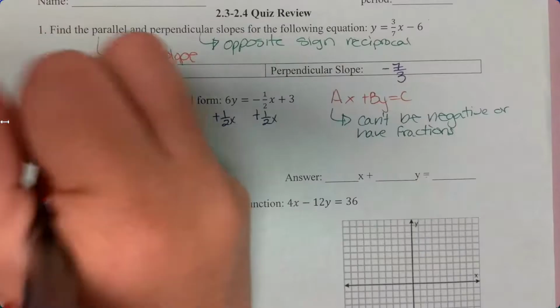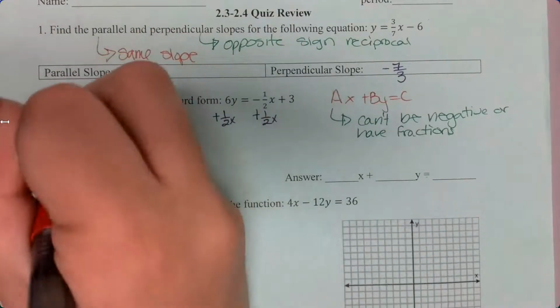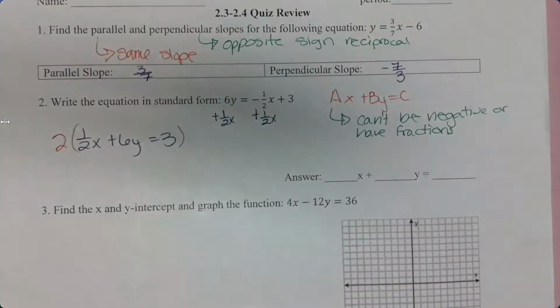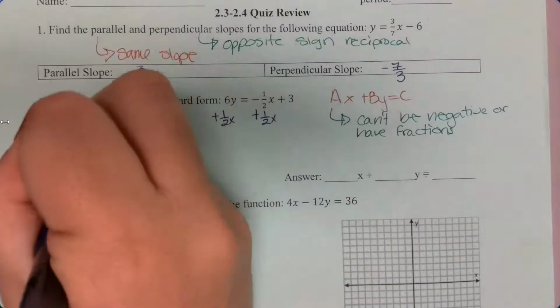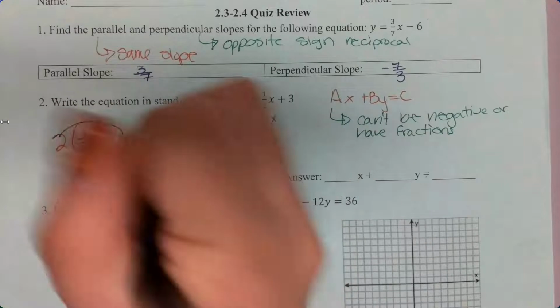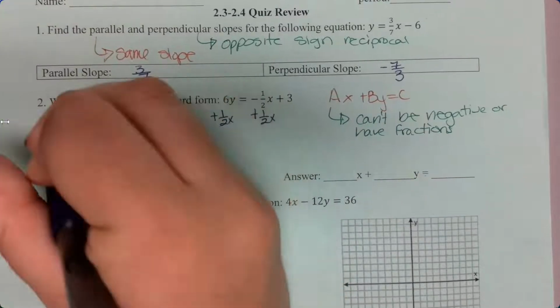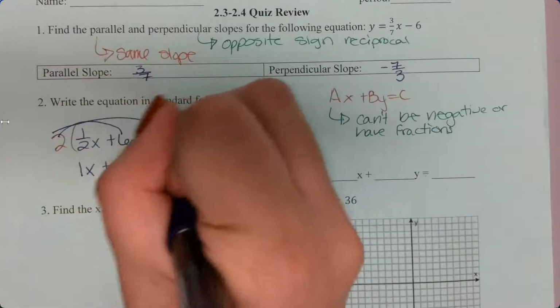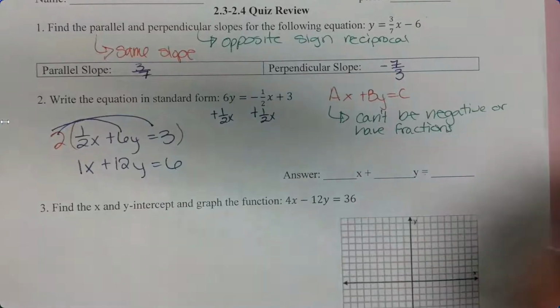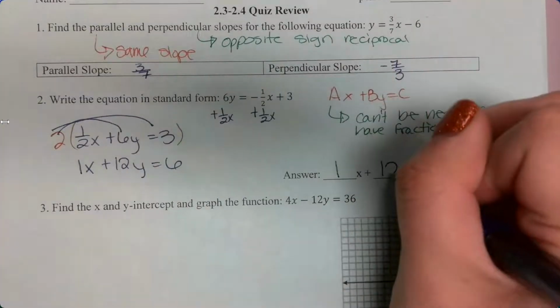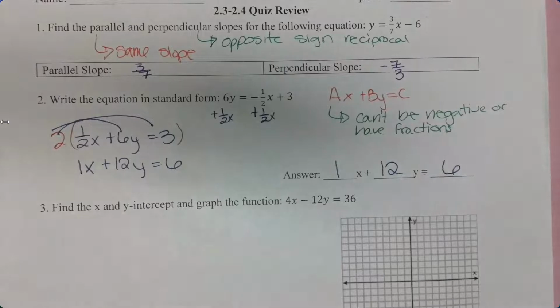So in order to get rid of my fraction, I'm going to multiply everything by 2. So I'm going to take that 2 and multiply by 1/2 to get 1x. 2 times 6y gets me 12y, and 2 times 3 gets me 6. So I want to fill in my blanks here. I have 1x, 12y equals 6.